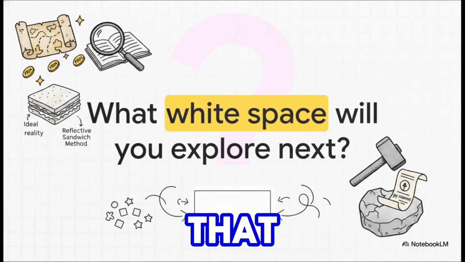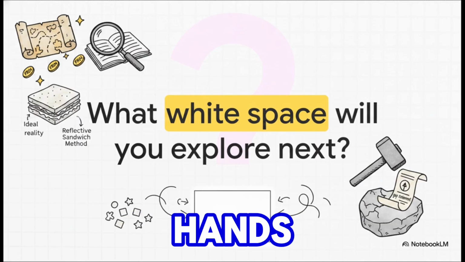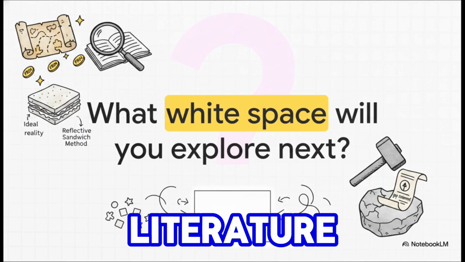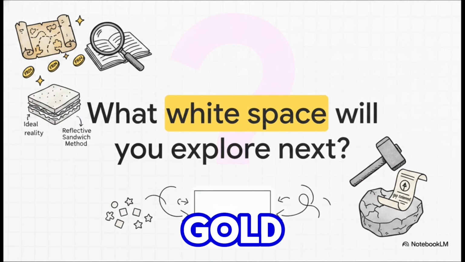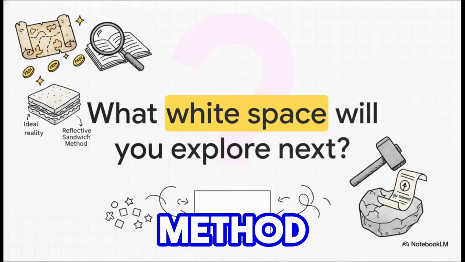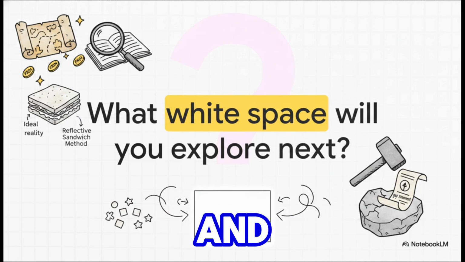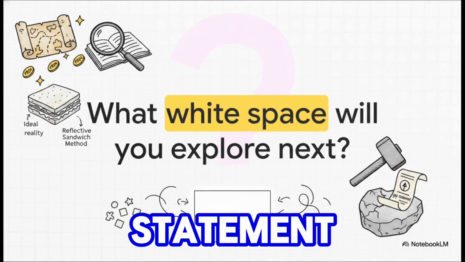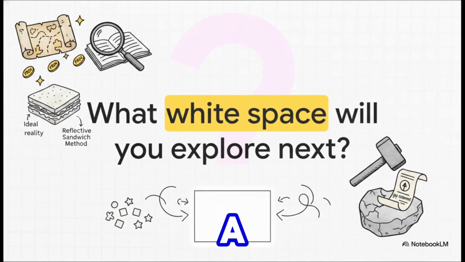And just like that, we've reached the end of our explainer. You now have a systematic treasure map in your hands. You know how to fast-track your literature review, hunt for those FRIN gold mines, use the reflective sandwich method to contrast reality against ideals, and finally, write a rock-solid gap statement. The literature review is no longer a late-night chore. It is a thrilling act of discovery.